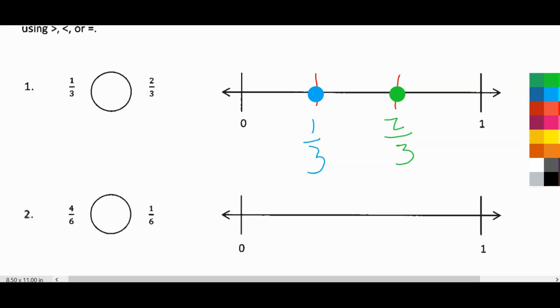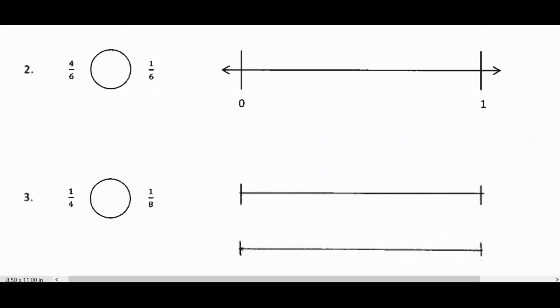Which one do you think it is? Okay, less than. So it's this way. Okay, remember, because the point is pointing towards the smaller fraction. So that's how you do the problems that only have one line. Now let's do a problem that has two lines, like this.